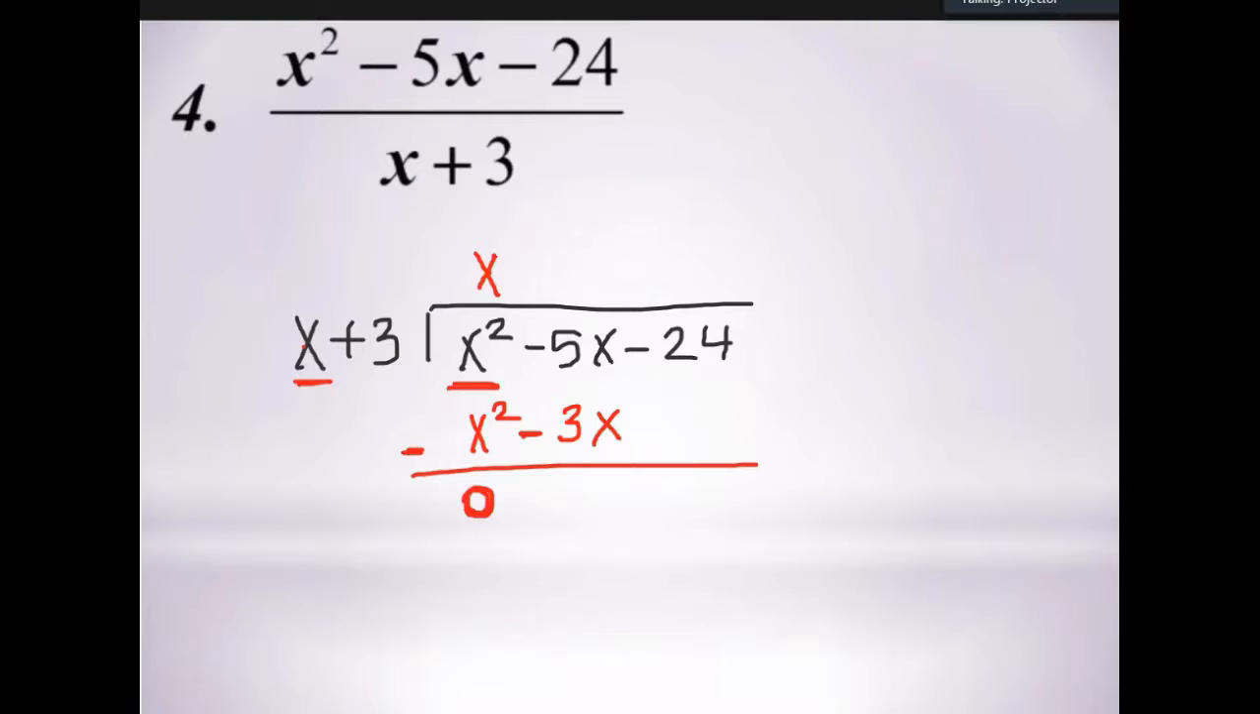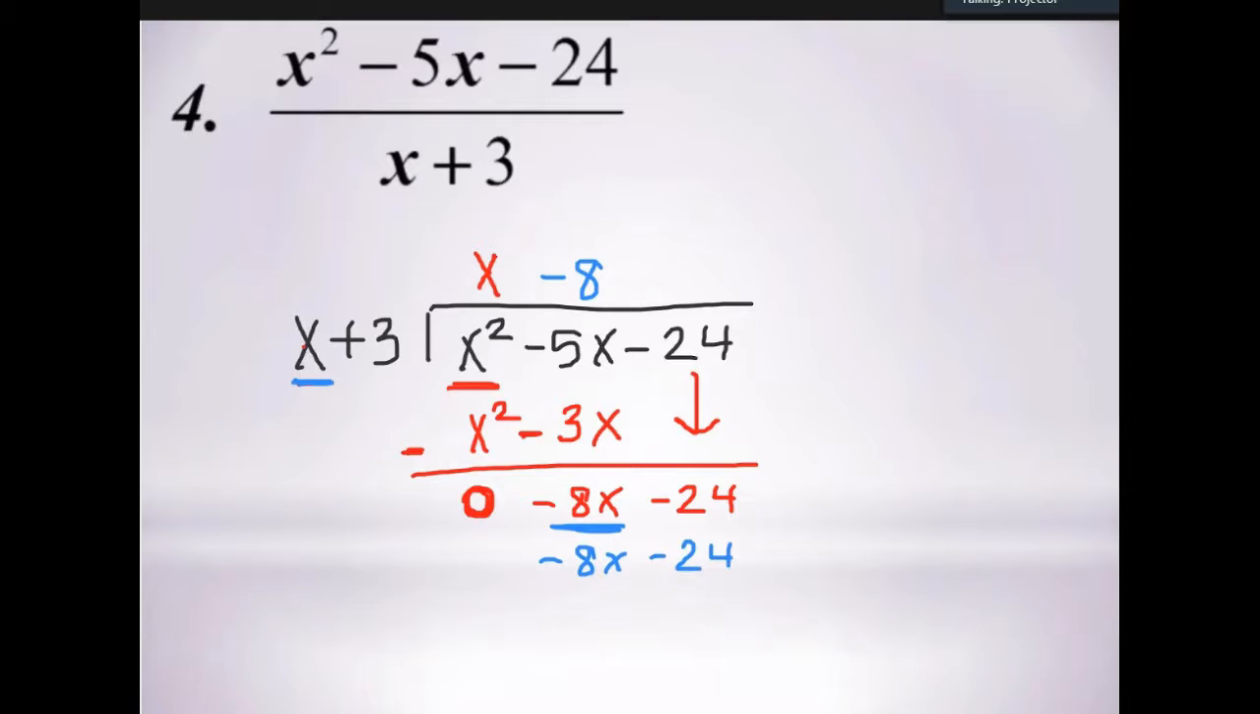Then you add down, so 5x and 3x is negative 8x. And you bring down the next part of the term. So you bring down that negative 24. And then we do the same thing again. What do I need to multiply x by to get negative 8x? So I need to multiply by negative 8. So negative 8 times x is negative 8x. Negative 8 times 3 is negative 24.